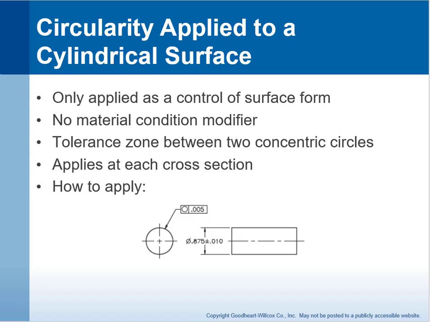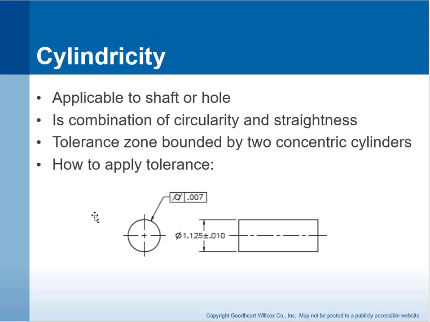Okay, let's talk about circularity. It only applies to control a surface form. No material condition modifiers are used. The tolerance zone is between two concentric circles. So your tolerance zone is two concentric circles. Here's how to apply it. This is circularity of a surface. You take your circularity and you apply it with a leader to the surface. And here's what it means.